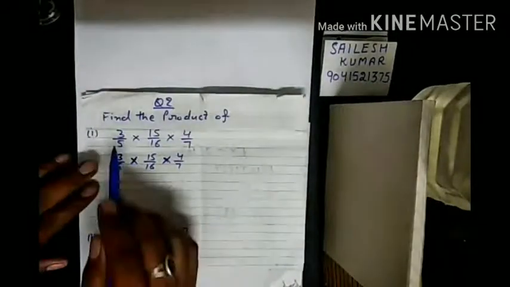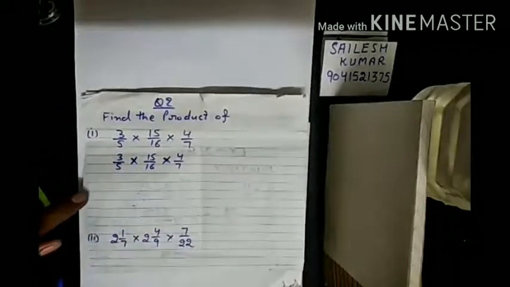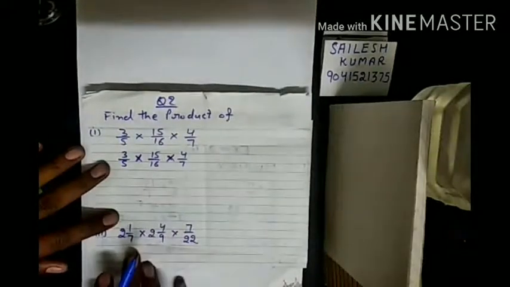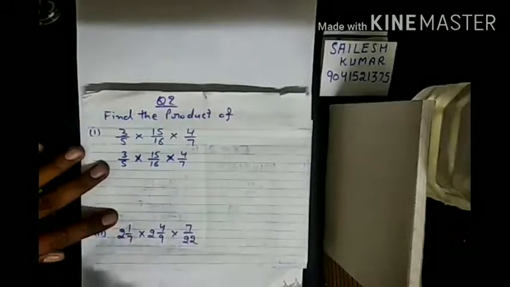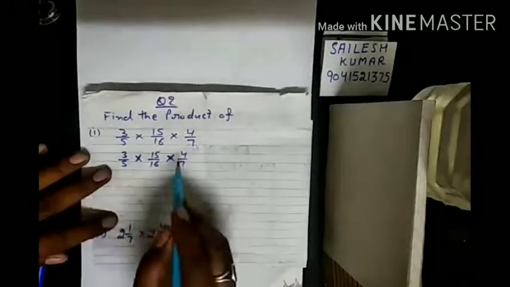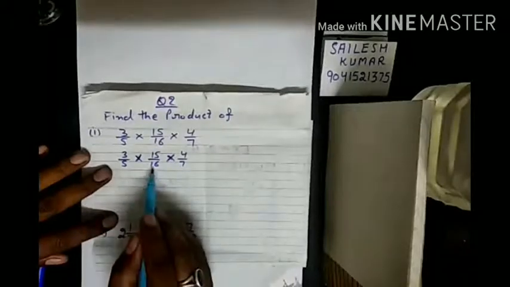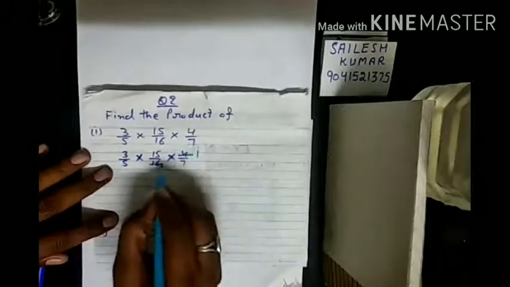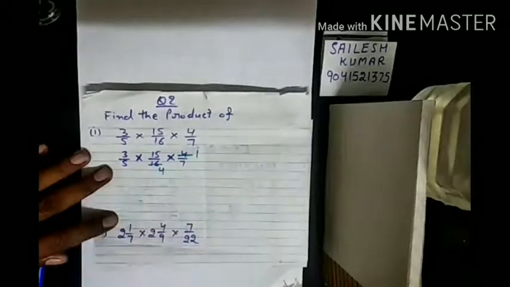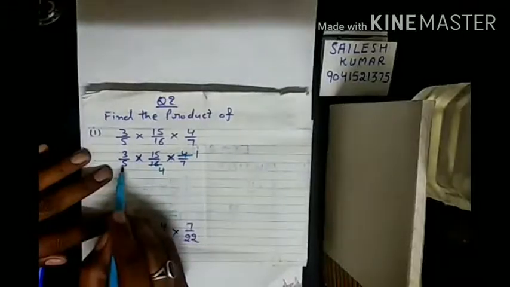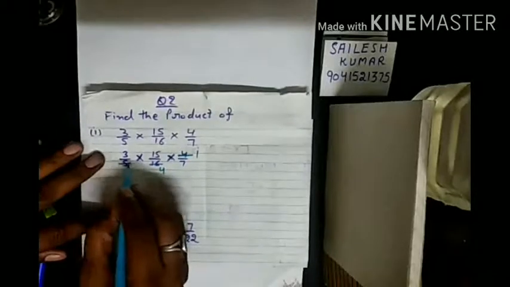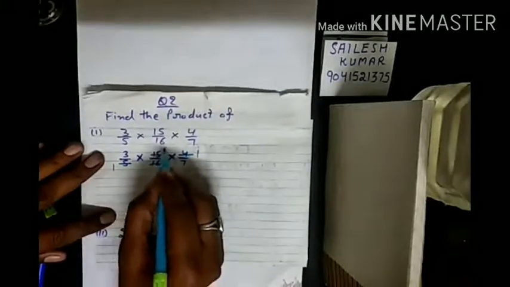Now 3 by 5 multiply 15 by 16 multiply 4 by 7. First of all we will see, is there any common factor in the numerator and denominator? If there is, then we will divide. Now here you see 4 and 16. 16 comes in the table of 4, so we will divide it directly. 4 ones are 4 and 4 fours are 16. Now you see 5 and 15. On the table of 5, 15 is there. 5 ones are 5 and 5 threes are 15.